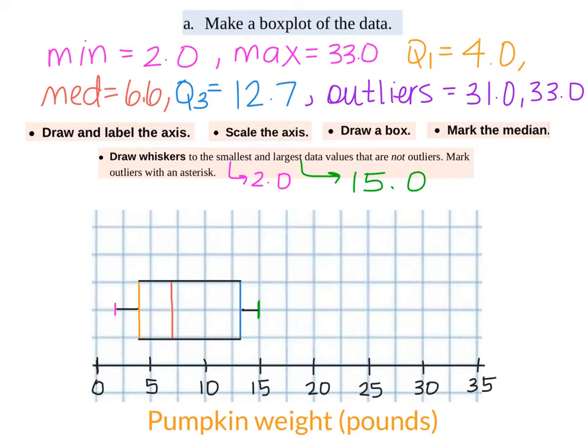The last thing that we've got to do is mark our two outliers with asterisks. Here are two outlier friends out here in asterisk world, and here you go. Here's a box plot of our data. So much fun.